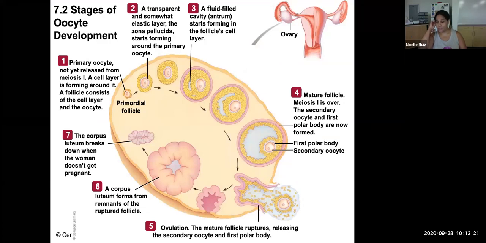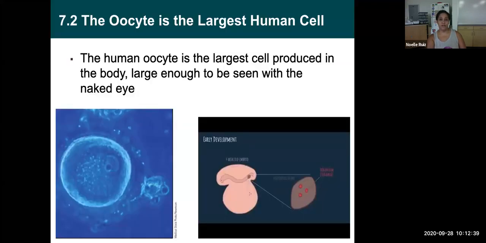Oocyte development. There's a lot to developing eggs. And every single month, this process happens where in ovulation, the mature follicle ruptures, releasing the oocyte and the first polar body. Right before girls get their period, this is what happens. And then the human oocyte is the largest cell produced in the body, large enough to be seen with the naked eye. And again, that's actually the same video that I posted a couple chapters ago about oogenesis and embryonic development.